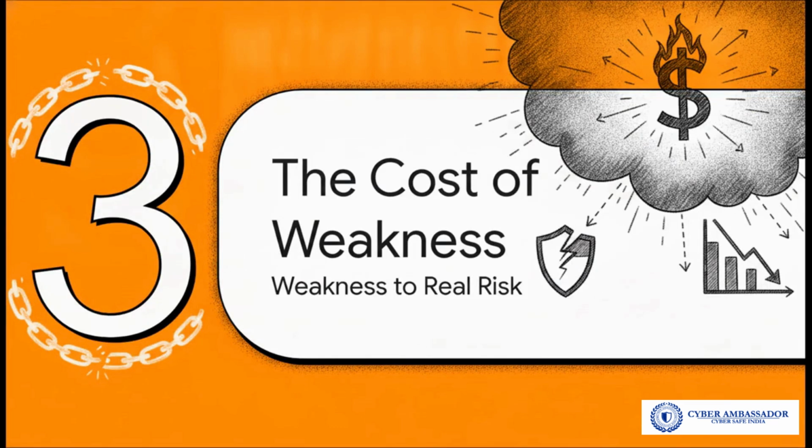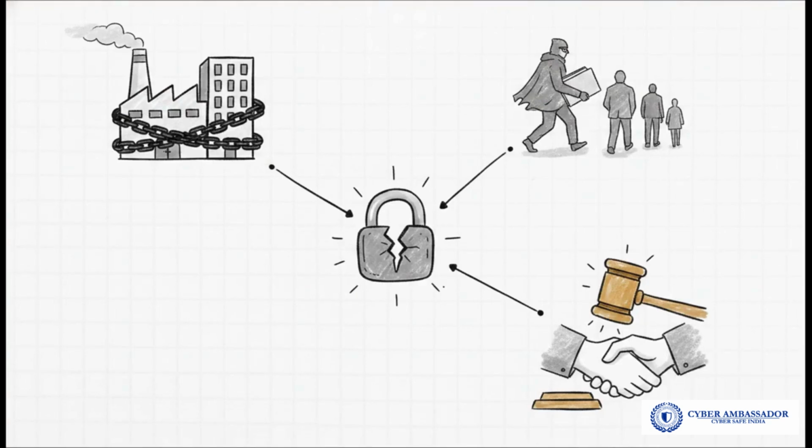Now, moving on to Section 3, the cost of weakness, from weakness to real risk. Let's look at why ignoring these vulnerabilities transforms a simple technical flaw into a devastating business disaster. It triggers a brutal domino effect. A single unaddressed breach opens the door for lateral movement and ransomware, leading immediately to a total business shutdown.